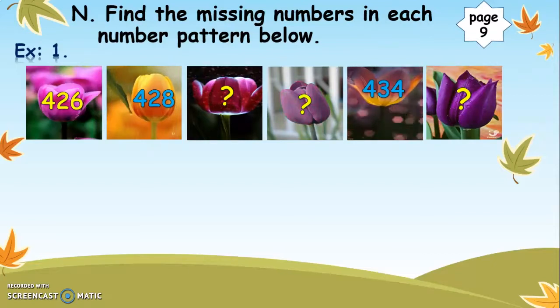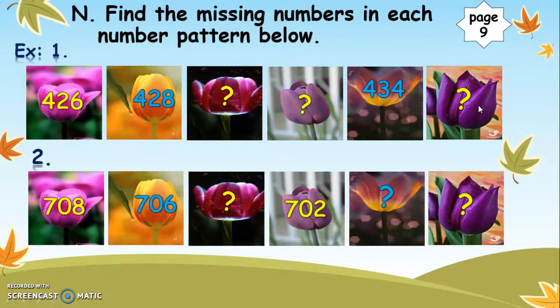Now this is for number 1. You have 426, 428. Next two numbers are missing. You have 434, and the last number is also missing. Try to think of your answer. When you are finished, try to answer number 2.